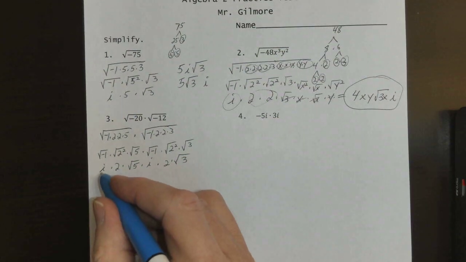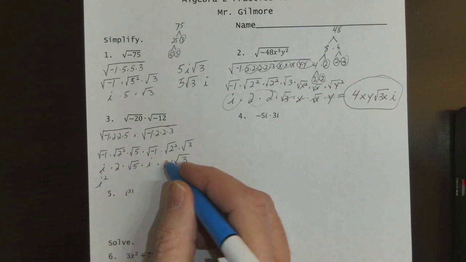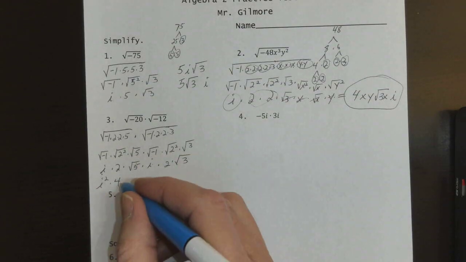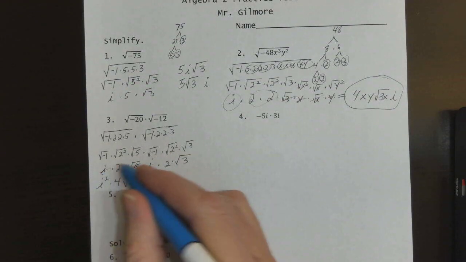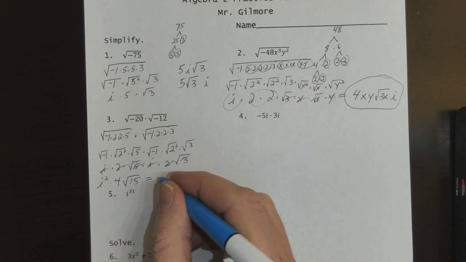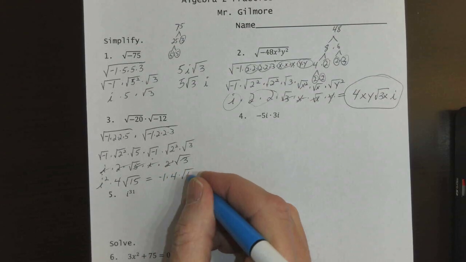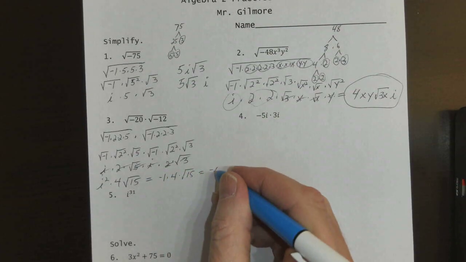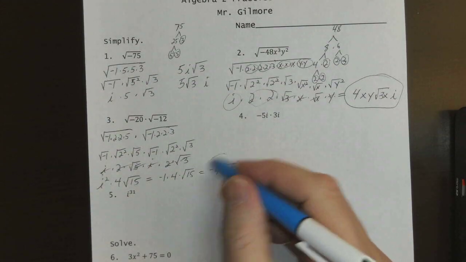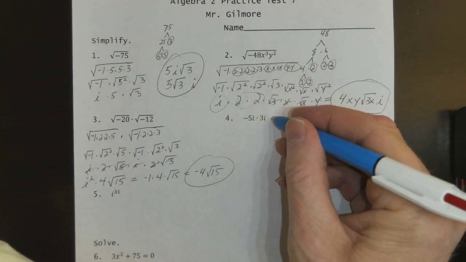All right, so i times i is i squared. 2 times 2 is 4. Square root of 5 times square root of 3 is square root of 15. Now, i squared is negative 1 times 4 times square root of 15. That is negative 4 radical 15. Circle that one.